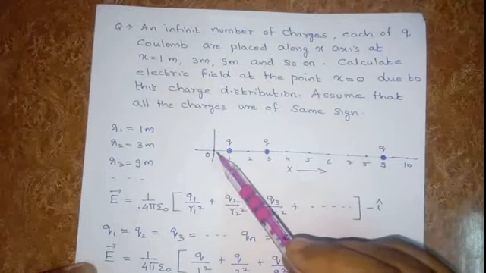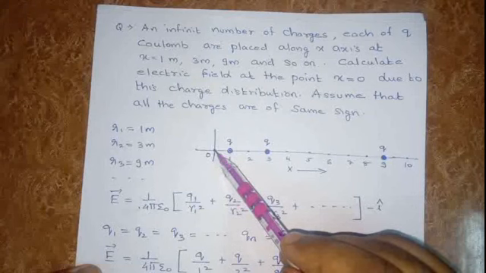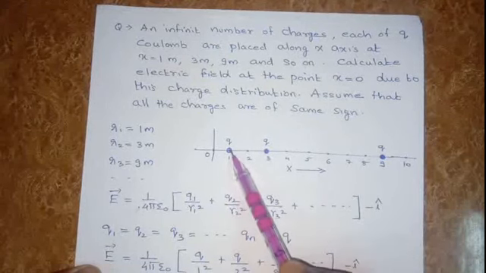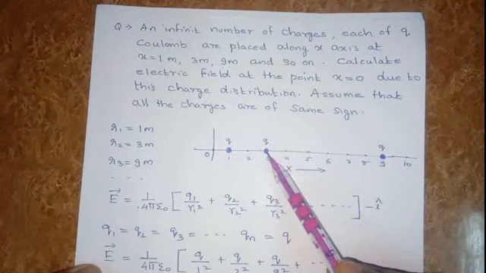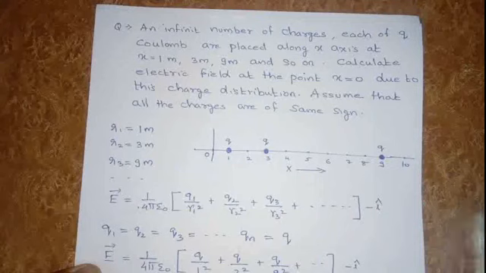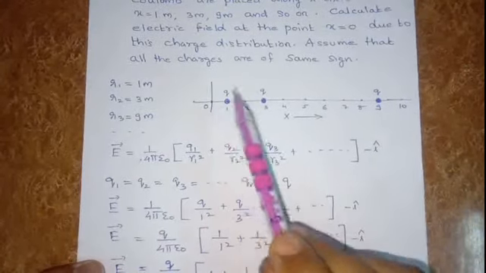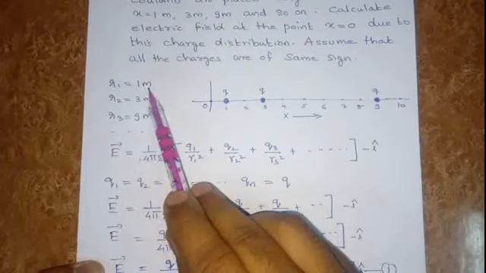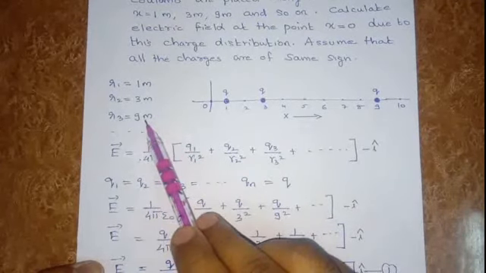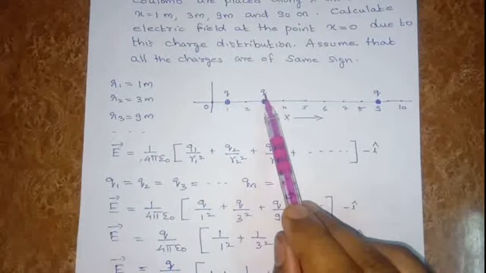Here they are asking us to find total electric field at the center x is equal to 0 due to this charge distribution. The first charge is placed at x is equal to 1, second charge is placed at x is equal to 3, third charge is placed at x is equal to 9, and so on. This is x is equal to 0, that is the center. So the distance of the first charge is 1 meter, distance of the second charge is 3 meter, distance of the third charge is 9 meter, and so on. Each charge is of q coulomb.